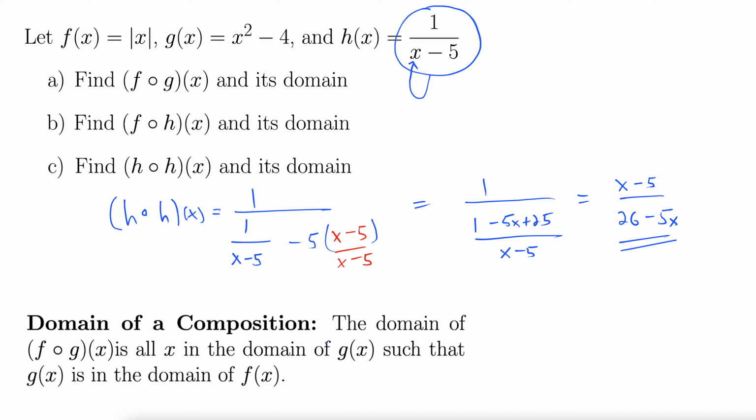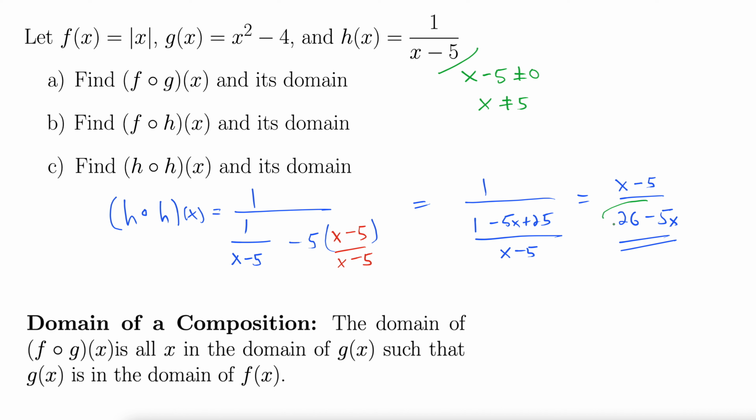Now for the domain. The domain tells us to start with the inside function and find any restrictions there. So let's just start with h of x by itself here. We know the denominator can't be 0, so x minus 5 does not equal 0, so we can't divide by 0, so x does not equal 5. So that's our initial restriction. Then we go through the entire composition process and see if we need to make any additional restrictions.